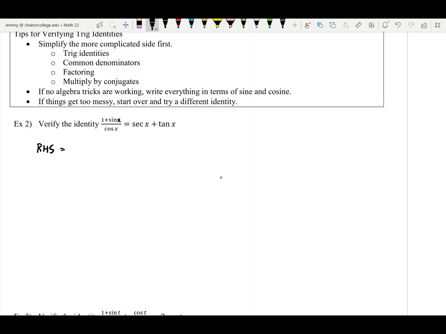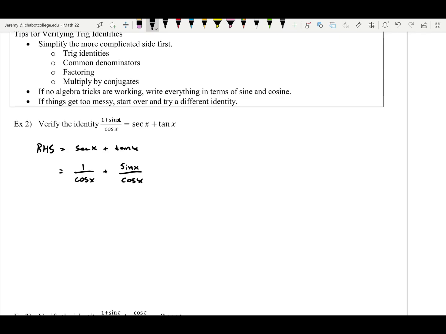The right-hand side is secant of x plus tangent of x. Okay, and I'm going to work on this and see if I can get it to look like the left-hand side, which is (1 plus sine x) over cosine x. So secant x, kind of a low-hanging fruit on these problems sometimes is, let's just write this in terms of sine and cosine. So this is 1 over cosine of x, and then tangent is sine of x over cosine of x.